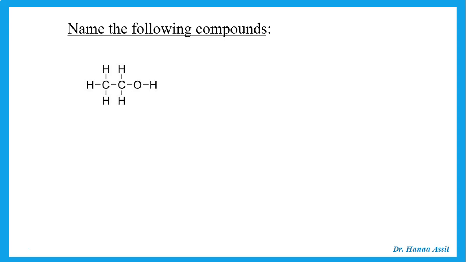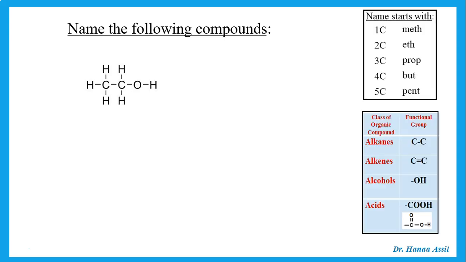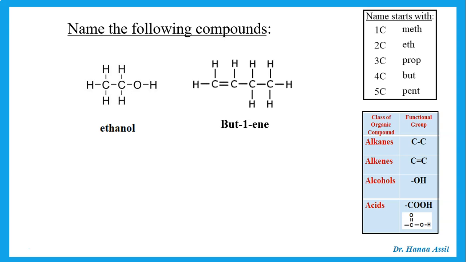So how do we name this? We have how many carbons? 2 carbons. That means eth. Which of the functional groups? It has an OH. So this is ethanol. What about this one? How many carbons? 4. So the name must start with but. Now it has a double bond somewhere, so it ends with ene. But I need to identify the double bond is on which carbon. You count from the side that gives the lower number. So this is on carbon number 1. So we call it but-1-ene.